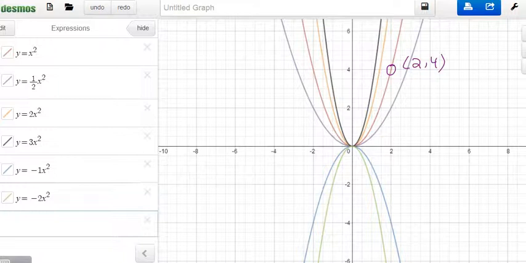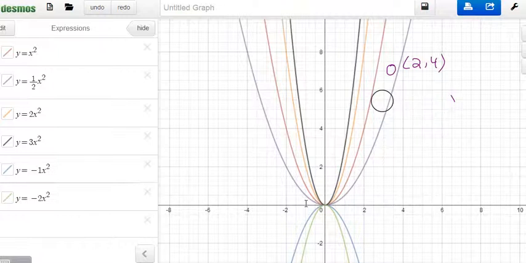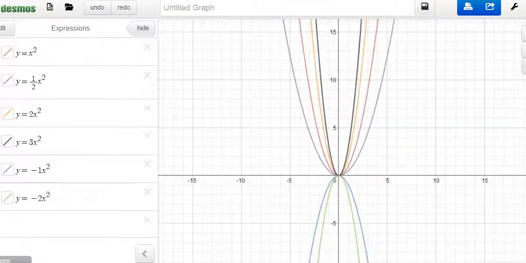And 1/2 x squared, which is kind of blue, what do we get? 2. And the last one, 3x squared, means we have to move the graph a little and maybe zoom out a bit. Now 2 is here, and 3x squared gives us a value of 12.